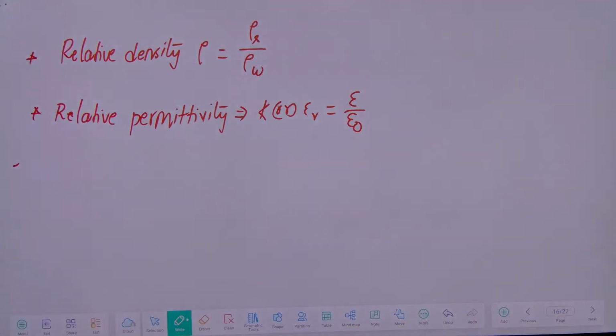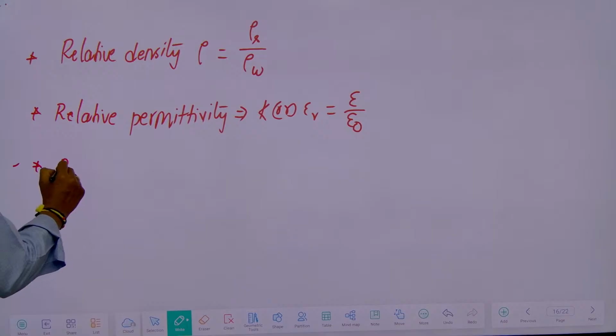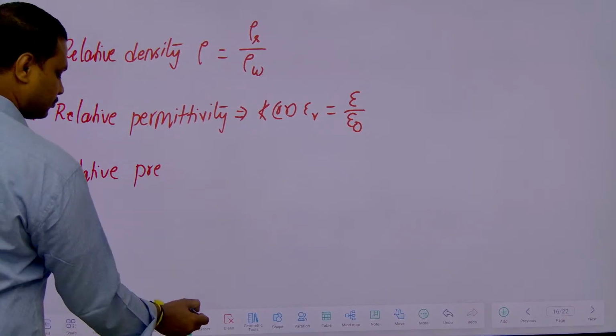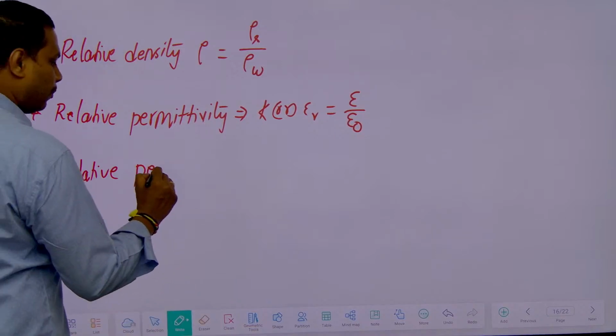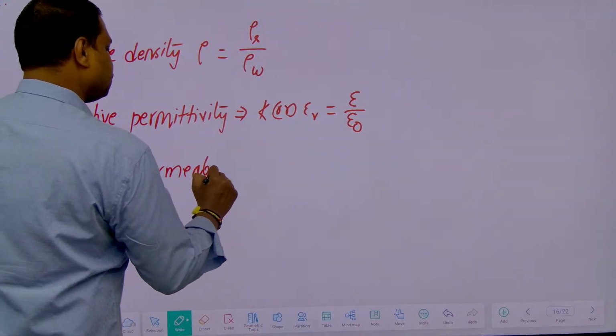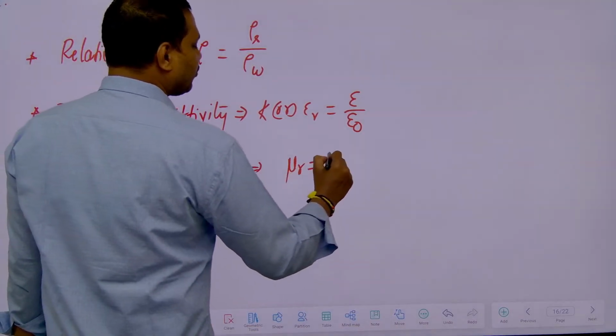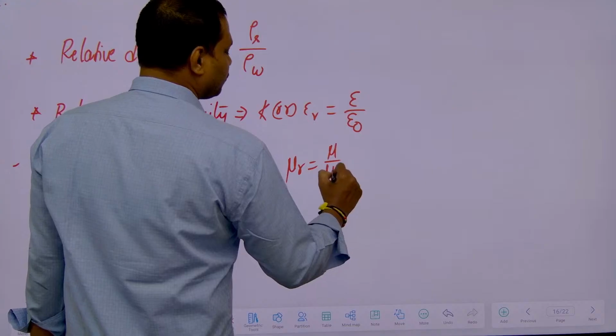Then next one, relative permeability, which is taken as mu r, which is mu by mu naught.